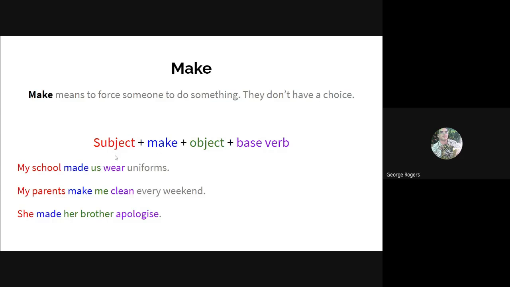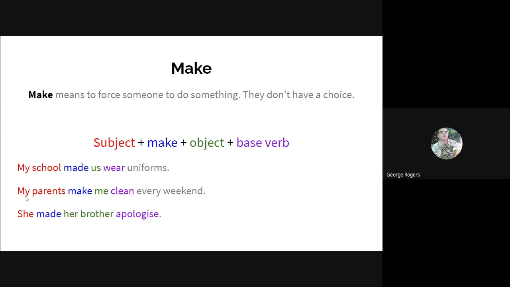Again, the structure: we have a subject, make, which can change tense because it could be made, or makes with an S, then an object, and then a base verb. The first one, in past tense: my school made us wear uniforms. Somebody might be in college, talking about their high school. My school made us wear uniforms. It wasn't a choice. They were forced to do it. Okay?